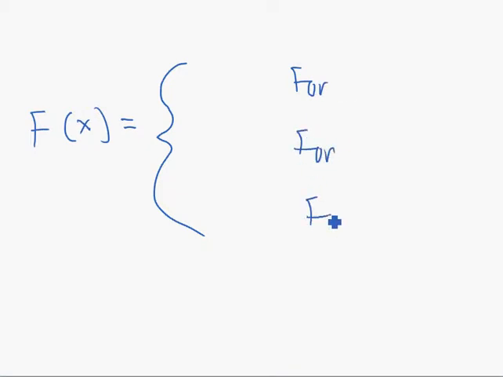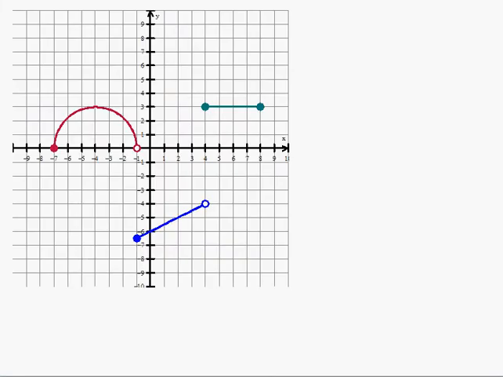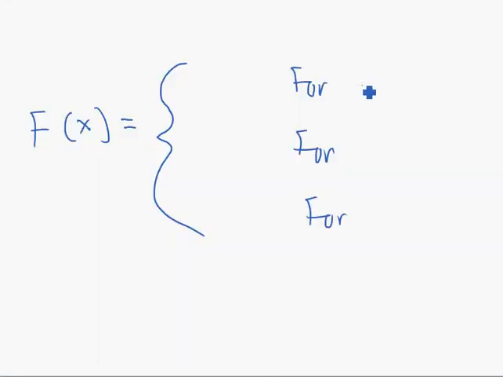f of x is equal to 3 individual pieces. The first one is going to be for some interval, the second one is going to be for some interval, and the third one is going to be for some interval. The first one is from -7 to -1, not including the -1.